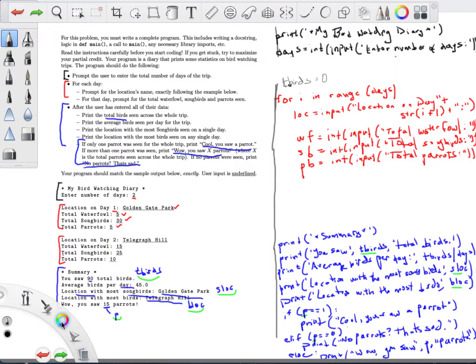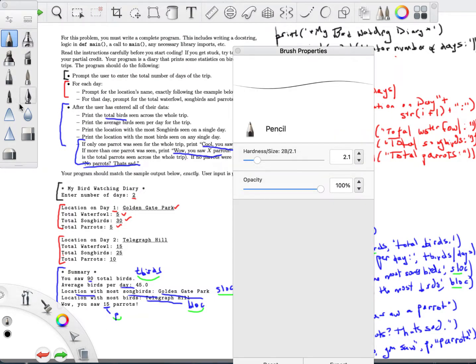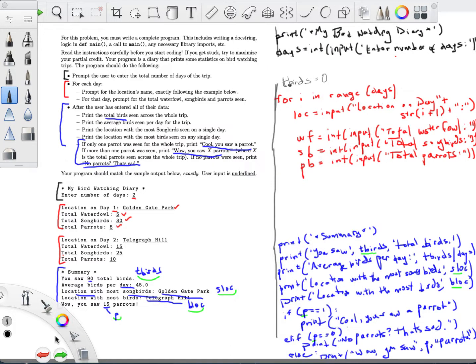Somehow my brush got smaller. Oh, I switched to a pencil. That's why. So my tbirds is going to be the thing that I'll sum everything into. So I would like to grow my tbirds by the total number of waterfowl and songbirds and parrots. That'll be enough for my total birds. That total will come out correctly now.